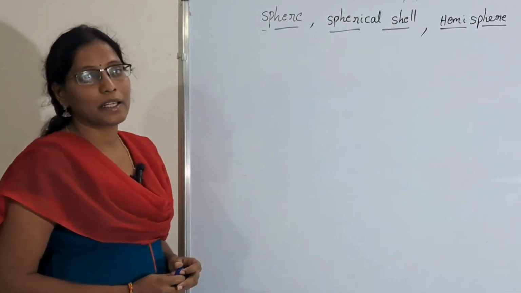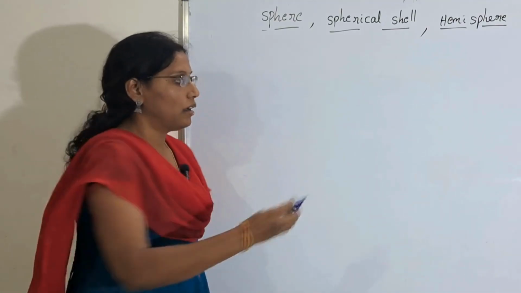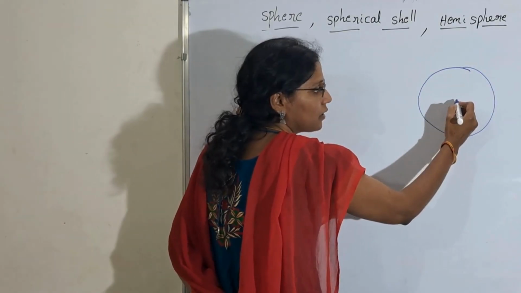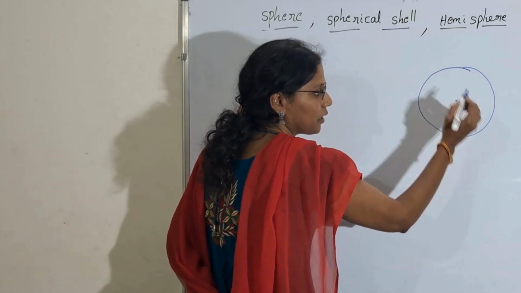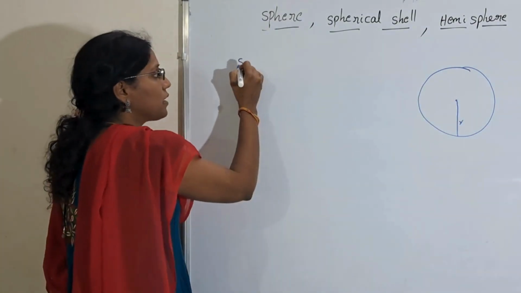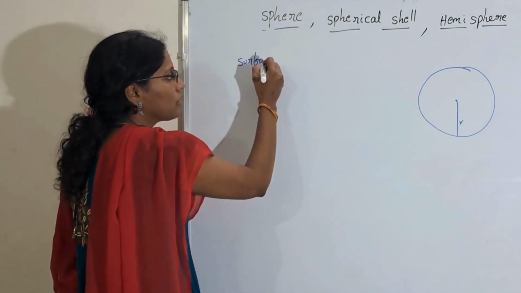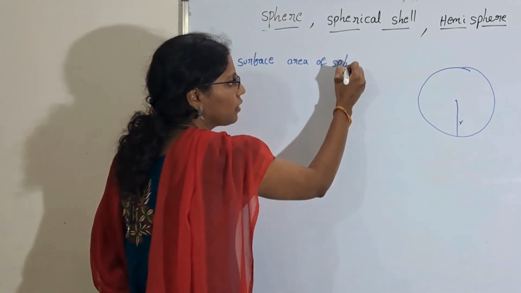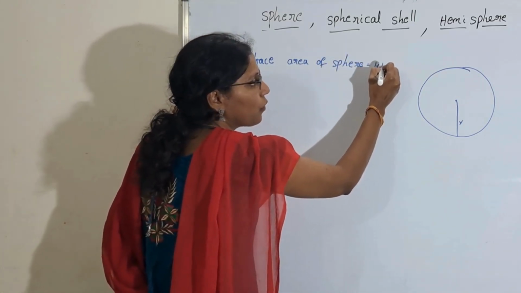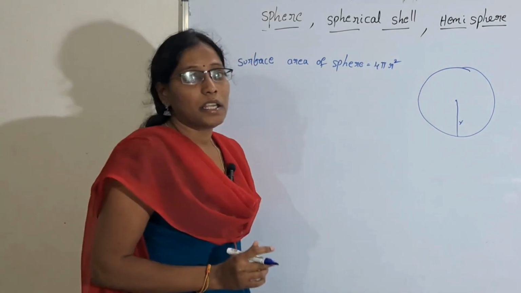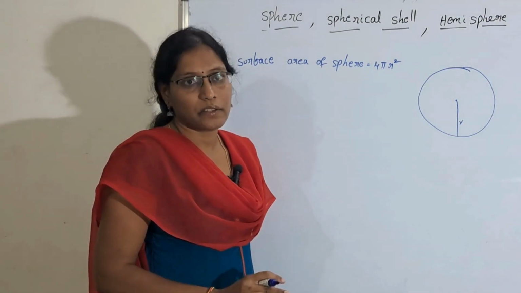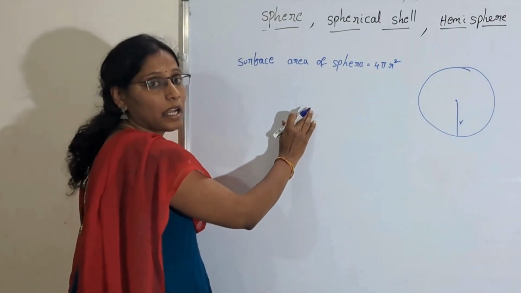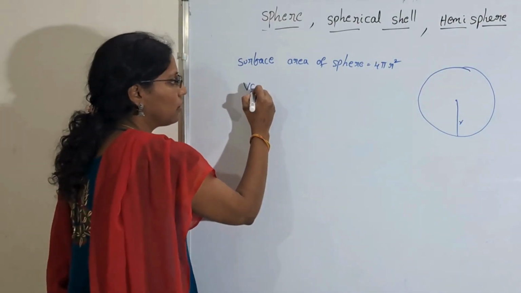Now we have to see sphere. Sphere is like a ball. See, one circle we can take. Here this is the center and this is the radius. Surface area of sphere is equal to 4 pi r square. Here there is no total surface area and no curved surface area. Only one surface area will come: 4 pi r square.